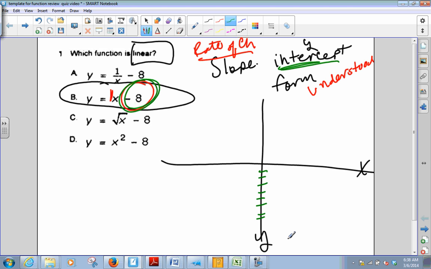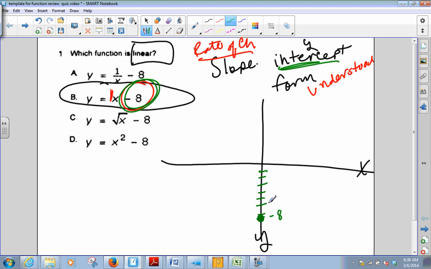So if I were going to graph this function, I would have my starting point right here for y equals -8. So it would be right there on my y-axis. So remember, that second number tells you -8 is where the graph hits the y-axis.